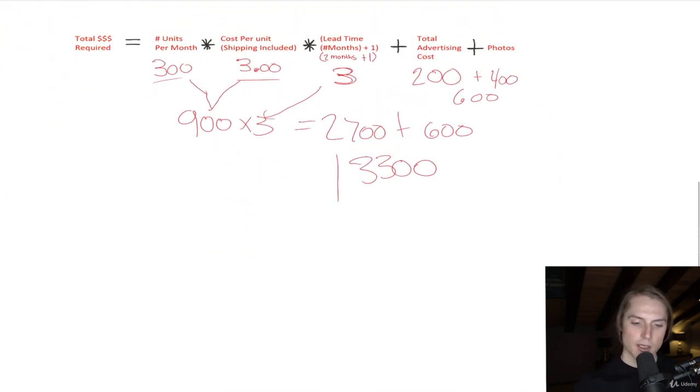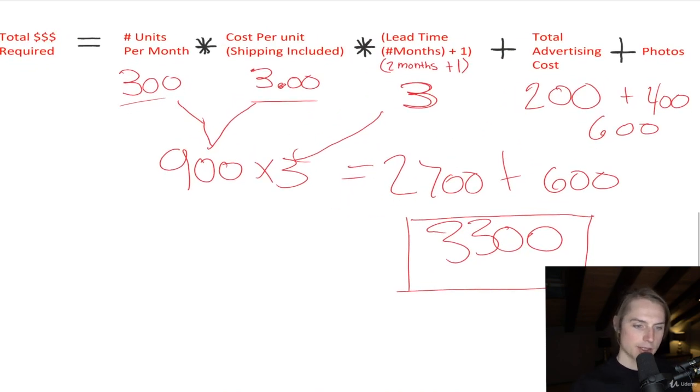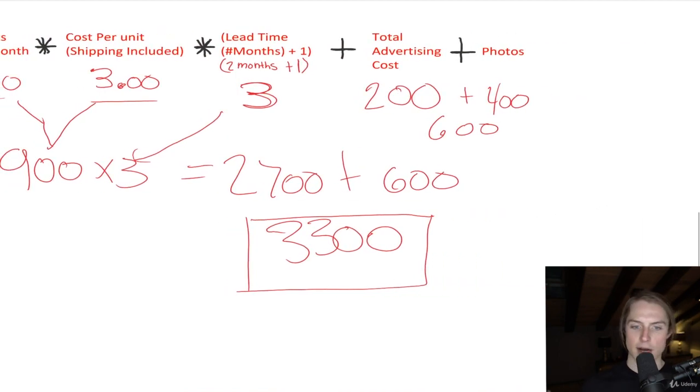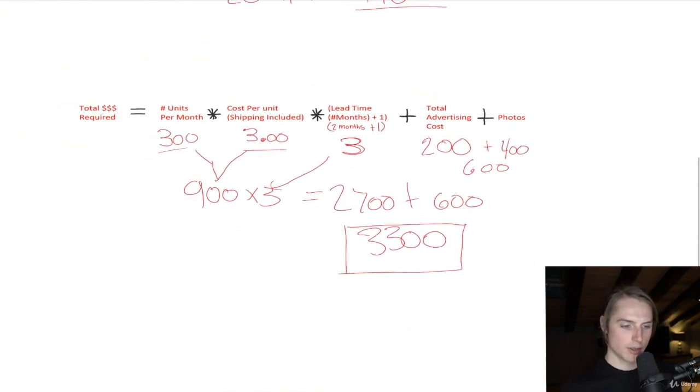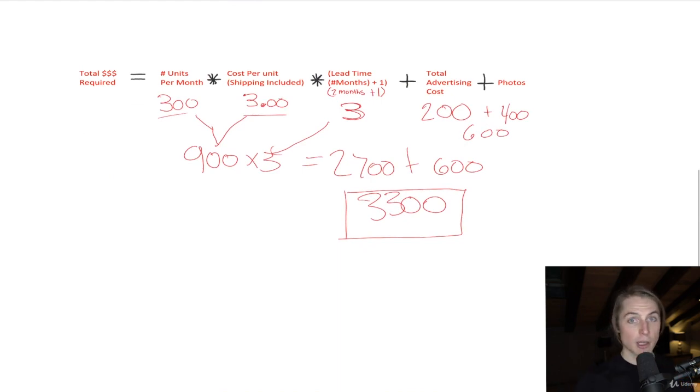So this would be the total amount needed if we were selling 300 units a month. It costs $3 per unit. There was a 60-day lead time, and we never wanted to go out of stock. We had everything above. So that's essentially what it would cost to get something going. Obviously, the lower the cost per unit, the faster the lead time, and the less cost on ads is going to make all of this a lot less.